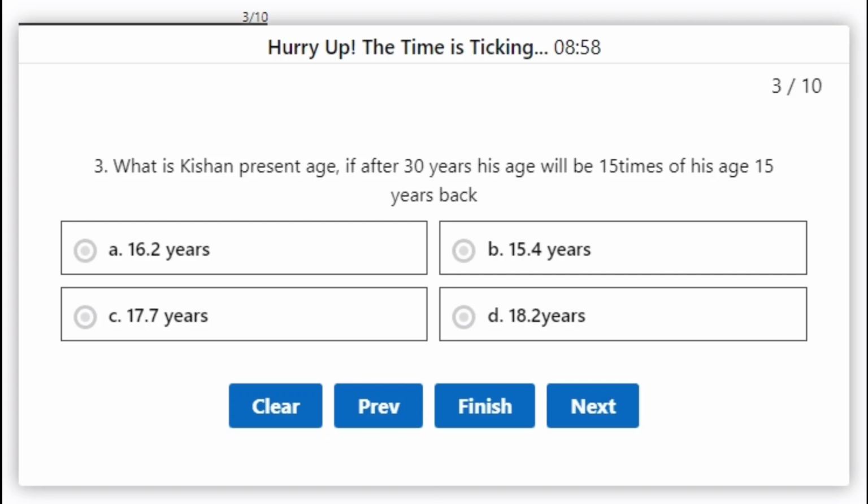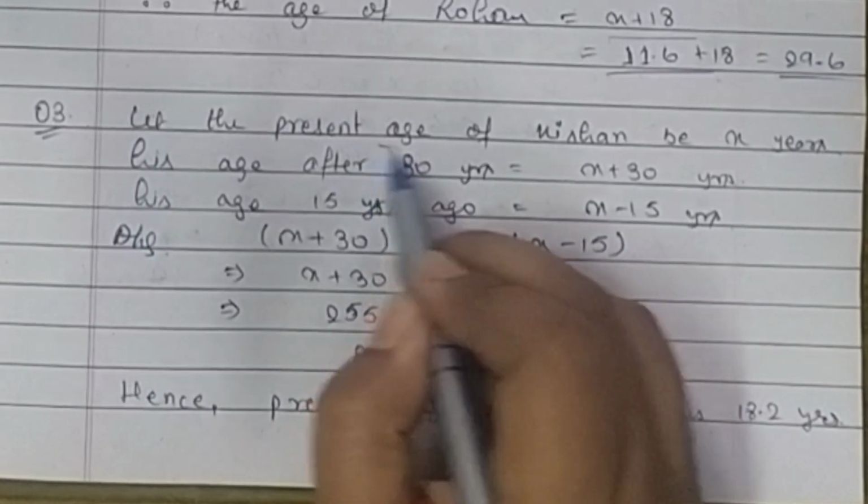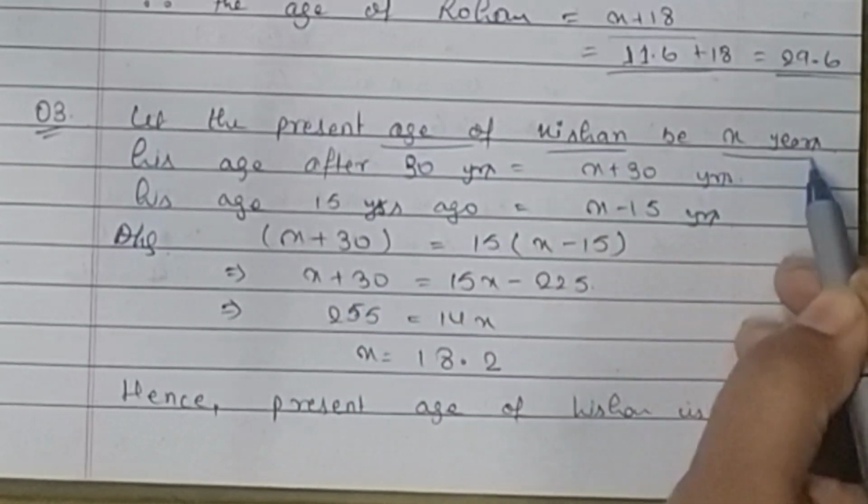Now our third question is, what is Kishan's present age if after 30 years his age will be 15 times his age 15 years back? If you read the question, you may find it confusing, but if you read it patiently and understand each word, the question is very simple. So let's see how we will solve it. According to the question, we have assumed the present age of Kishan to be x years.